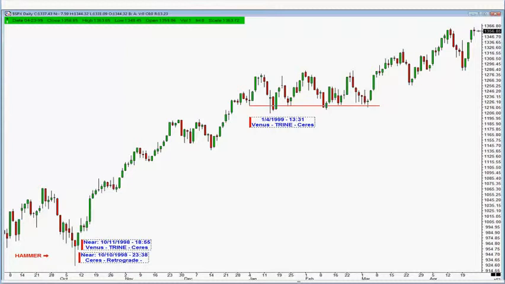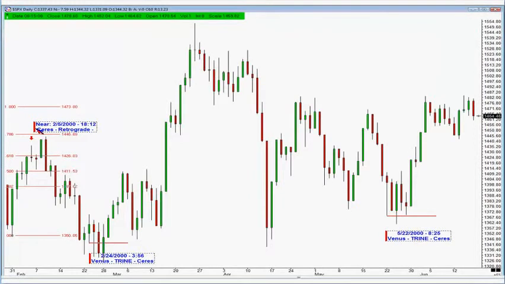If we take a look at the next one, you've got right here, Venus trine Ceres. Look how this is interesting in that when Ceres was in retrograde, where it moved down to was Venus trine Ceres. So how about that? And then take a look at the move that we had that powered up through that. A nice move here from the 1331 into the 1500 area. And then we have another move where Venus is trine, and it marked a low here on May 22nd, 2000, from 1367 up to 1464.